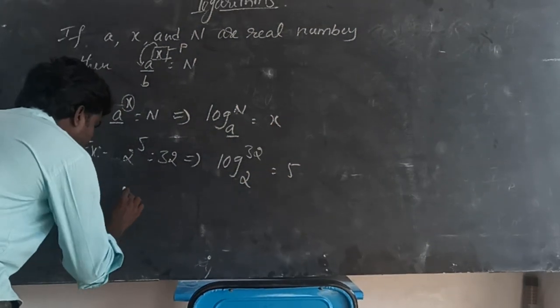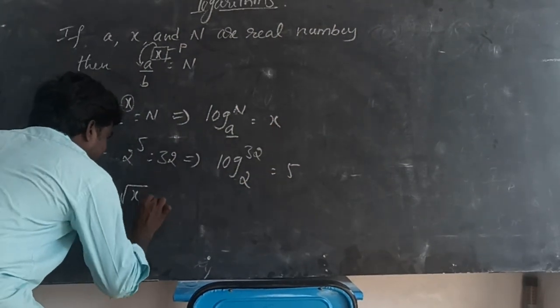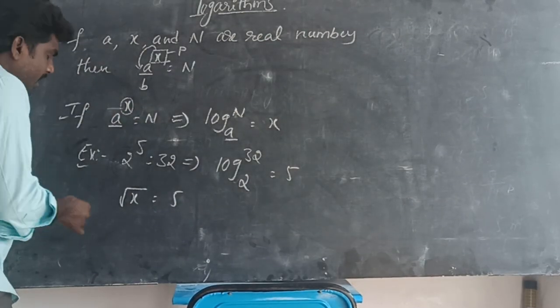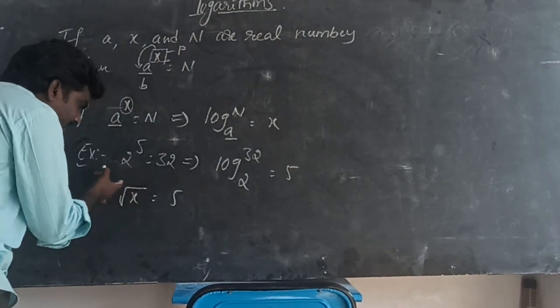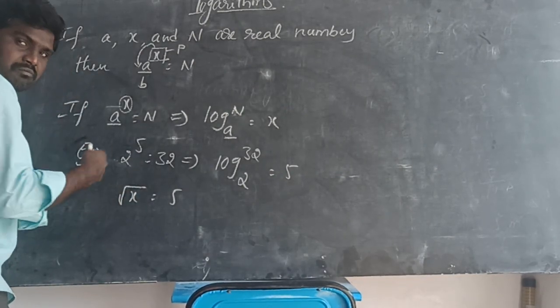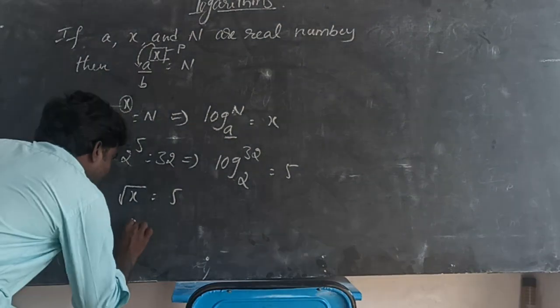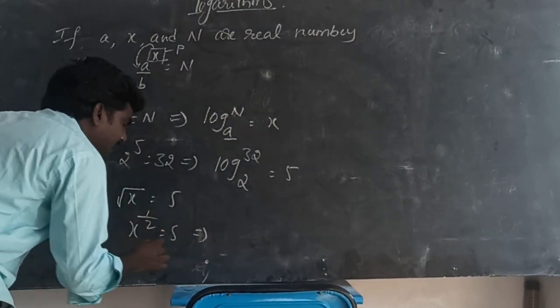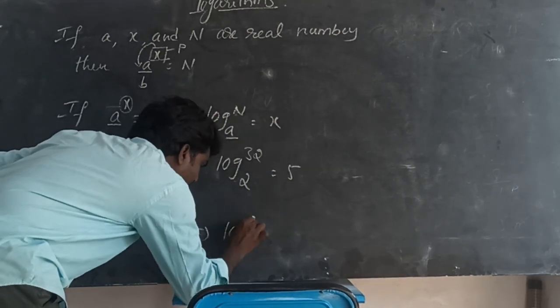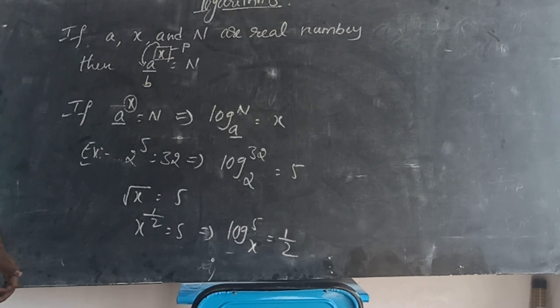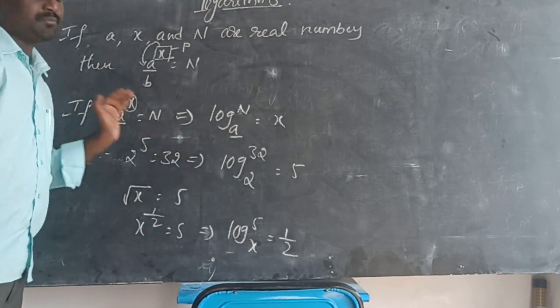For example, square root x is equal to 5. How can you write this? First we write it in exponent form. Square root means x power 1 by 2. That is, x power 1 by 2 is equal to 5. We can write it in logarithm form as log 5 base x is equal to 1 by 2. So this is the logarithm form.